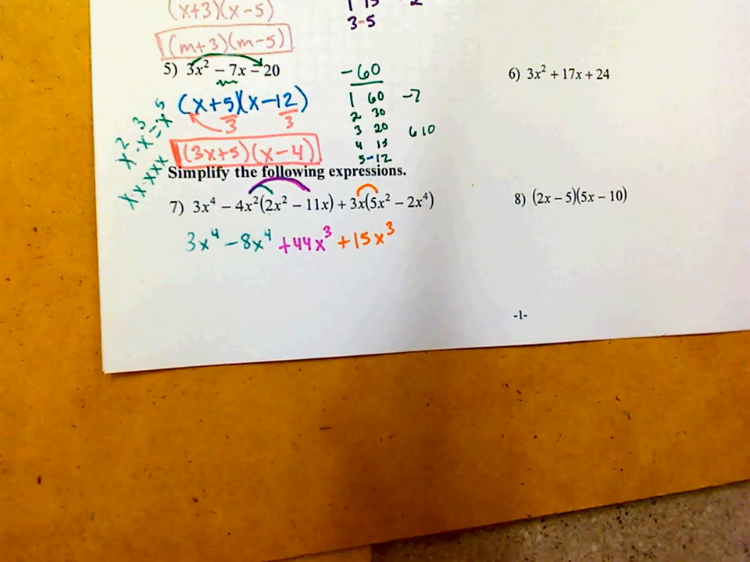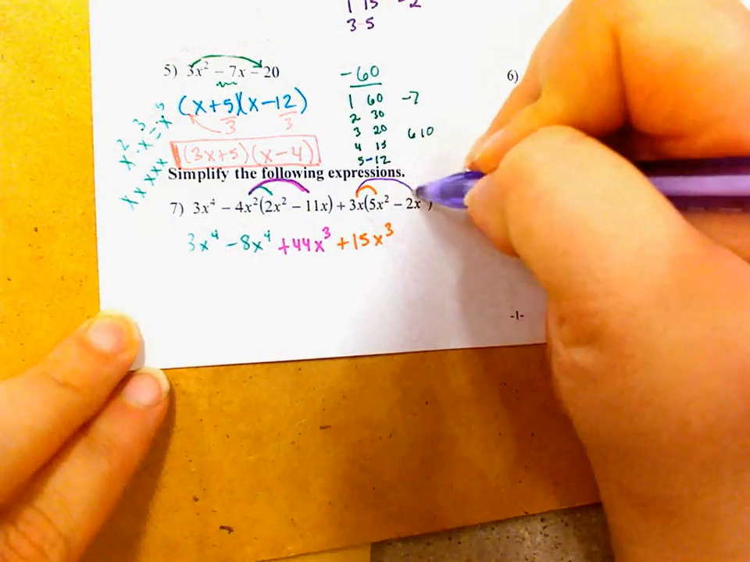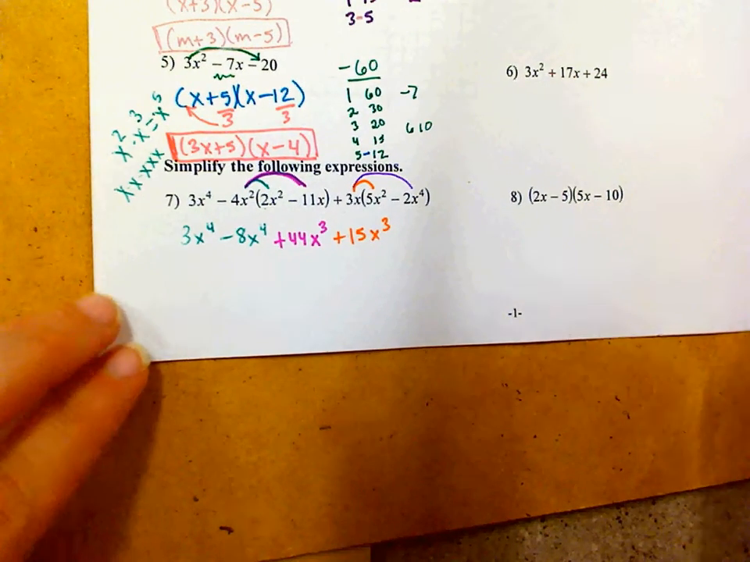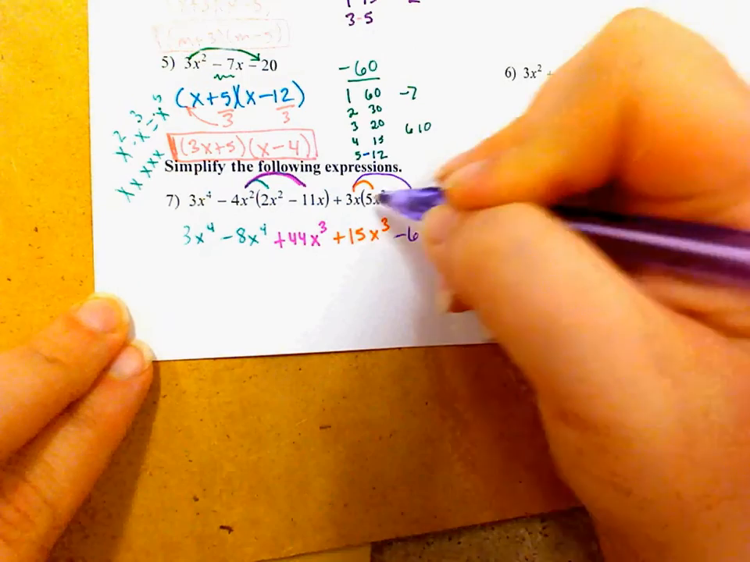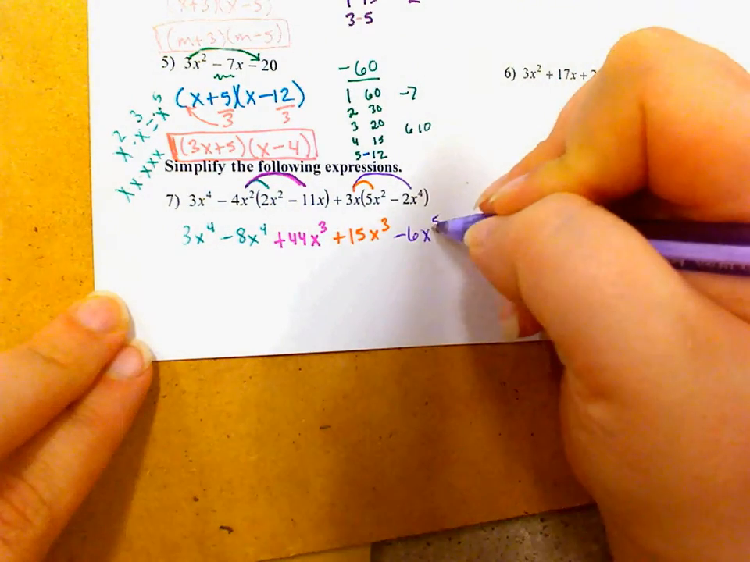Now I'm going to multiply what? 3x times a negative 2x to the 4th. What's a 3 times a negative 2? A negative 6. What's x times x to the 4th? X to the 5th. Okay, at this point, it's not good enough to just say that's my answer.